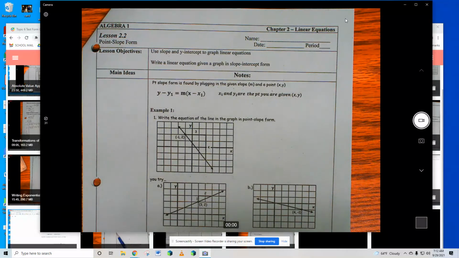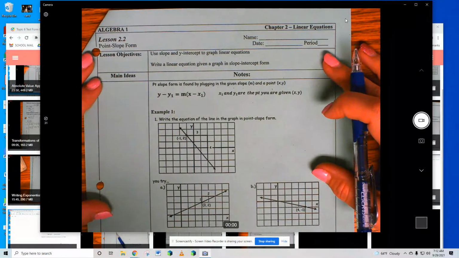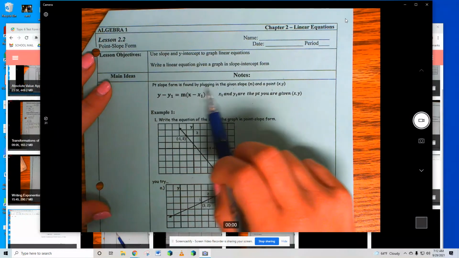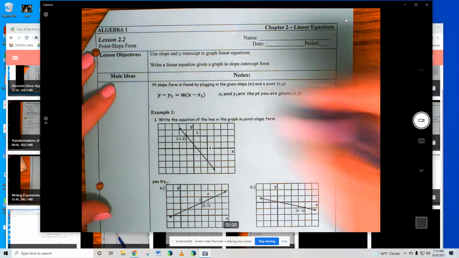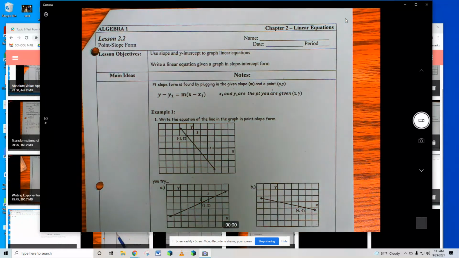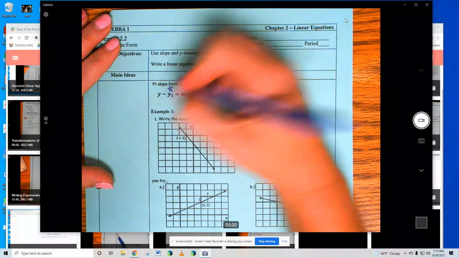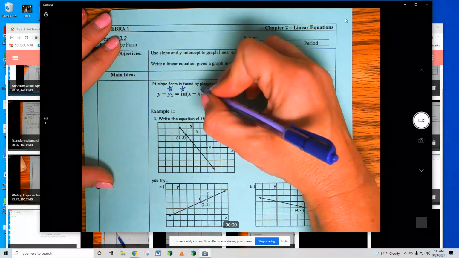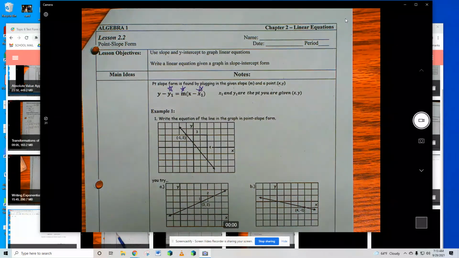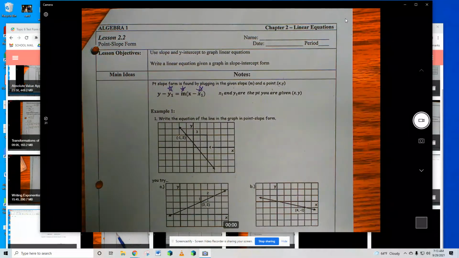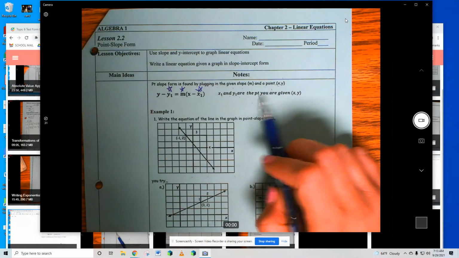So this is going to be a formula that you will use when you are told the slope is this and a point on the line is this. Point slope form is found by plugging in the given slope m, so we'll be told what the slope is, and a point x, y. So I'm going to put little stars above the things that we replace. You're going to replace this y1, you're going to replace this m, and you're going to replace this x1. The other x and the other y will stay an x and a y. So x1 and y1 are the point you are given, x, y.